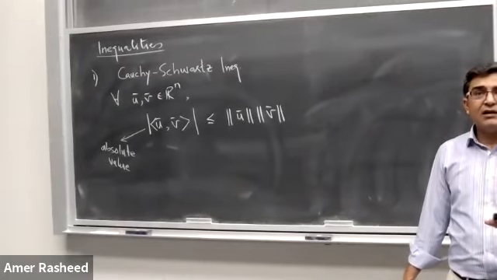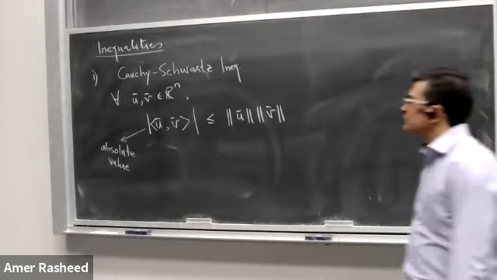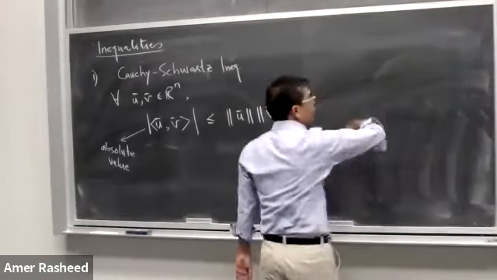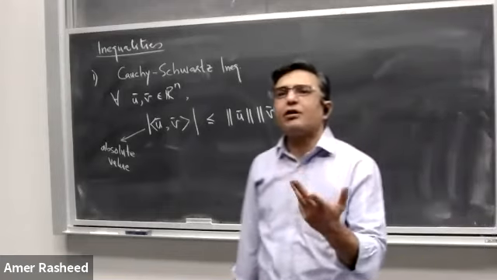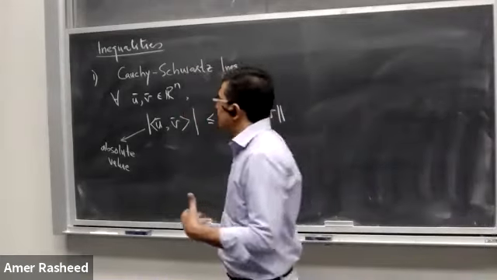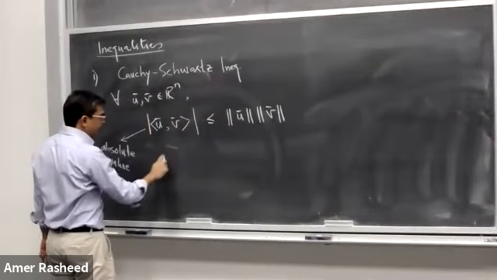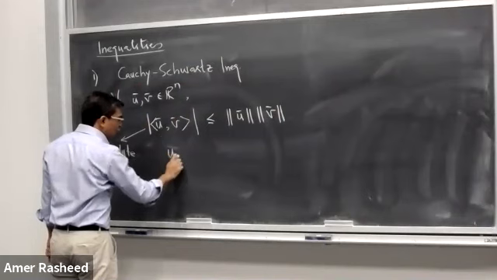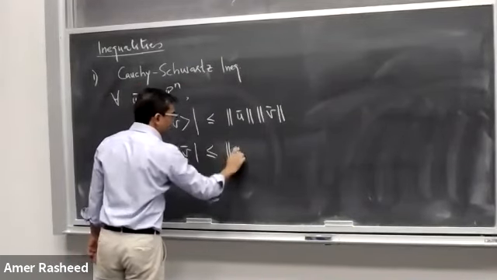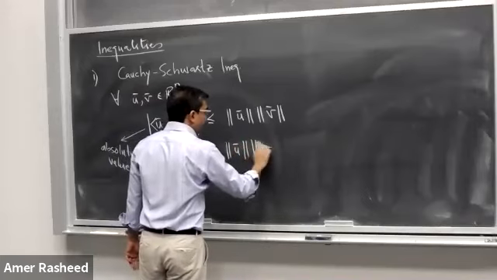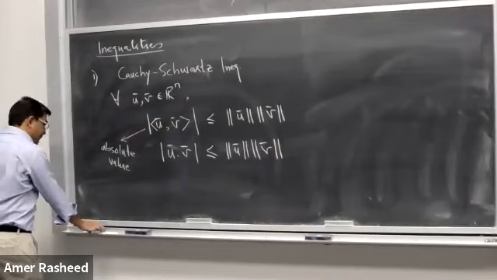You know that the dot product of two vectors is a single real number. That single real number could be positive or negative. That's why we put an absolute sign here, or you can write this thing as the absolute value of u dot v is less than or equal to the norm of u times the norm of v. This is what the Cauchy-Schwarz inequality tells us.